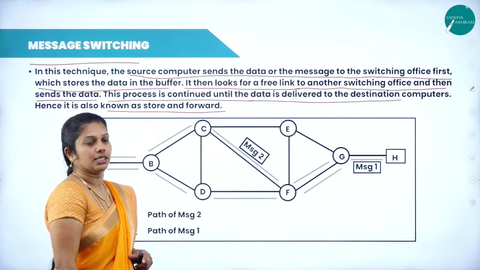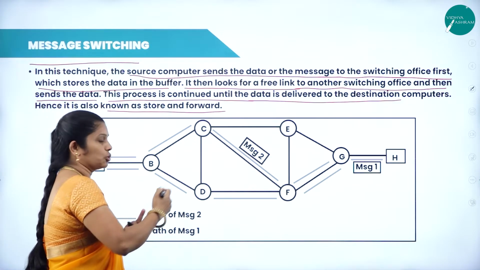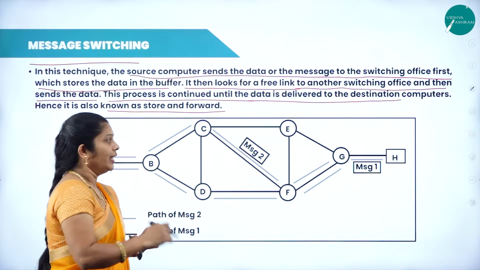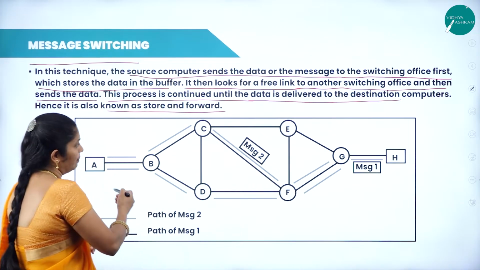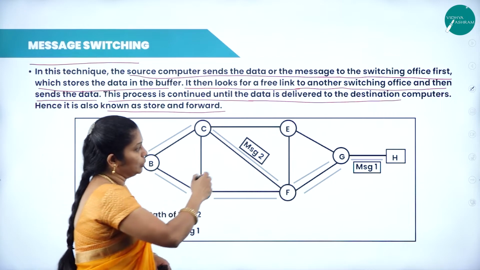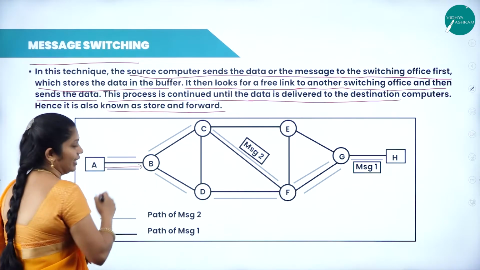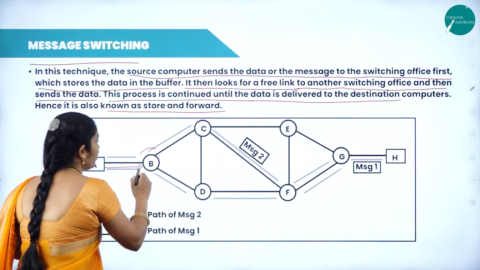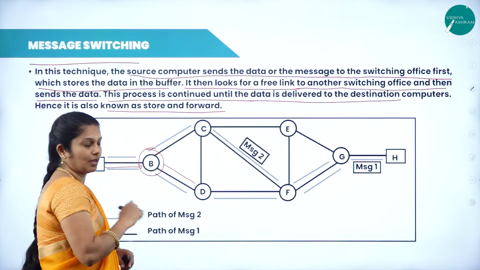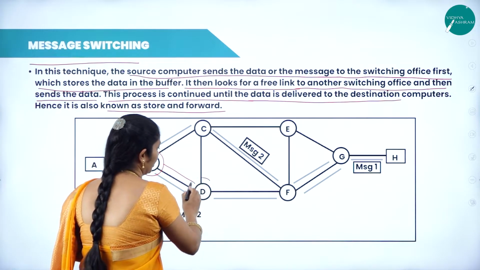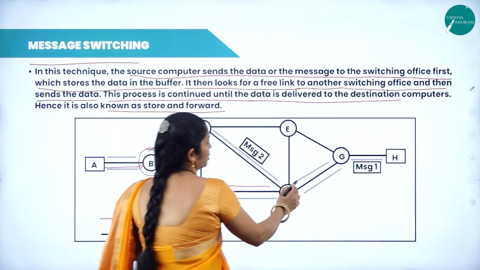What do you mean by this? Here, first it will transfer the data from source toward destination. If I want to transfer, then first it will transfer the data to the nearest node. For example, I want to transfer the data from A to G. First it will transfer the data from A to B, the nearest node. Then a copy of the data will be stored here. Then it will pass to the next nearest node, where once again a copy of the data will be stored. Then it will move to the next nearest node, and there also it will store a copy of the data.